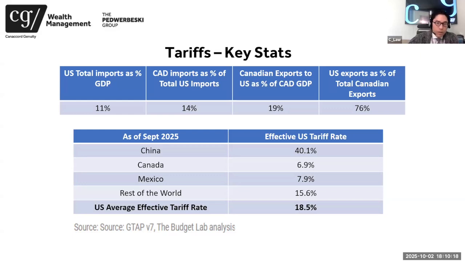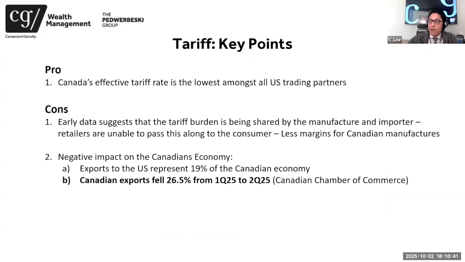As a comparison, the Smoot-Hawley tariffs that were implemented in the 1930s had an average tariff rate of 19.8%. Although Canada's effective tariff rate is the lowest among all US trading partners, early data does suggest that the tariff burden is being shared by the manufacturer and the importer. So retailers are finding it very hard to pass along these price increases to consumers. What this means is less margins for Canadian manufacturers.